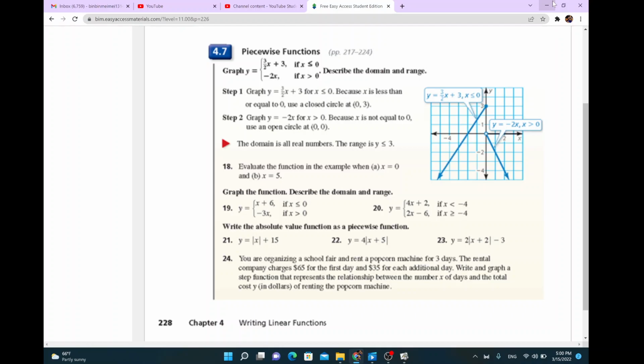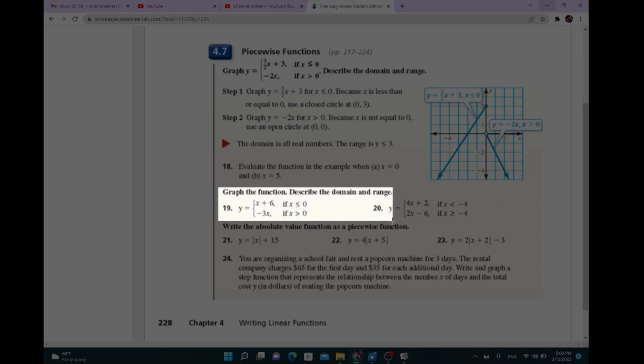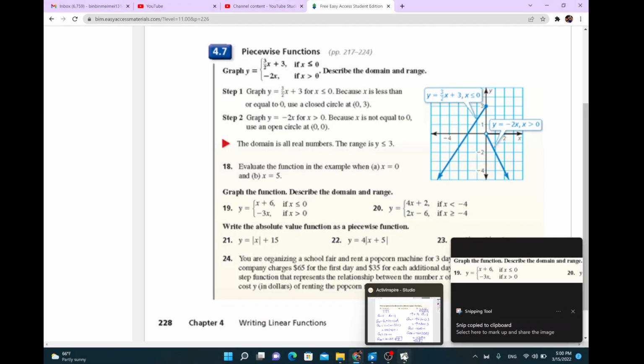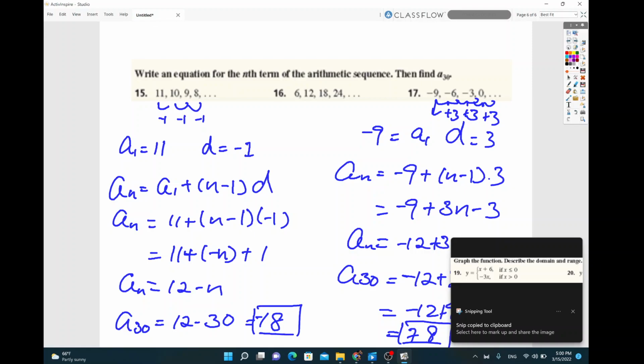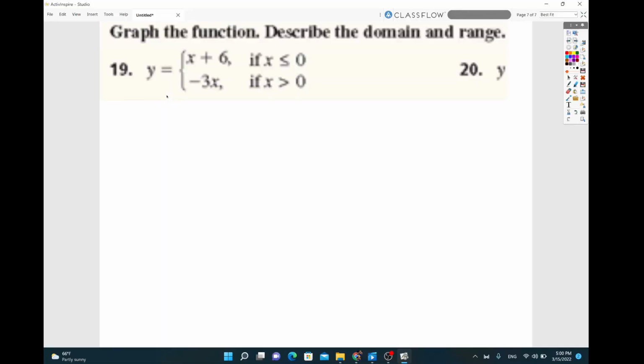Okay, so let's do number 19. So this one, let's just sketch the graph first, and then we want to define the domain and the range. Okay, so for number 19.